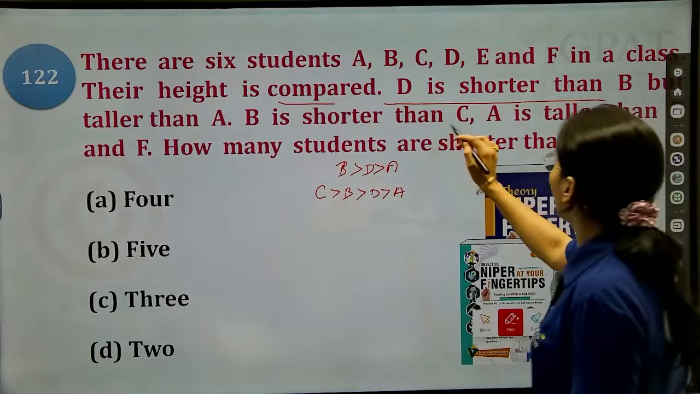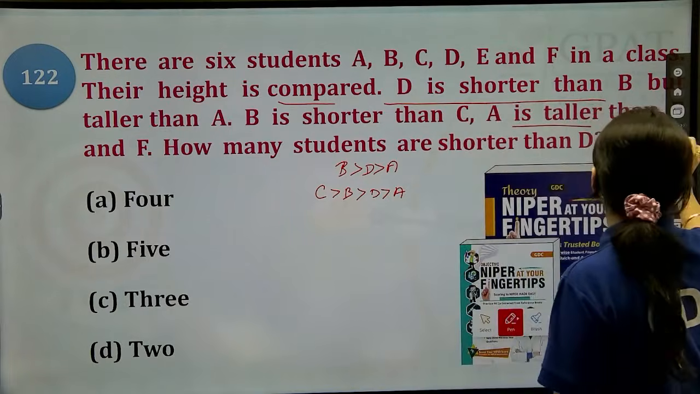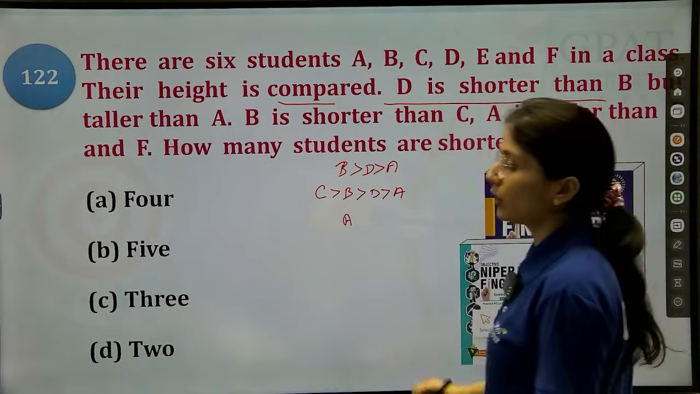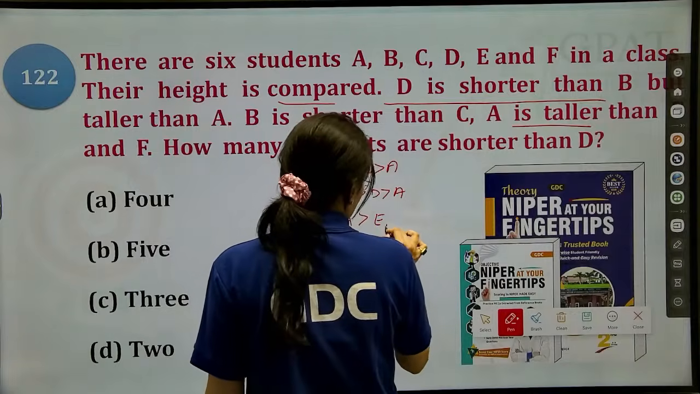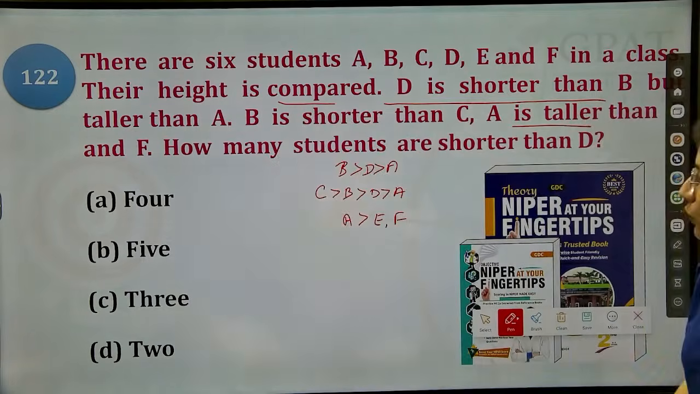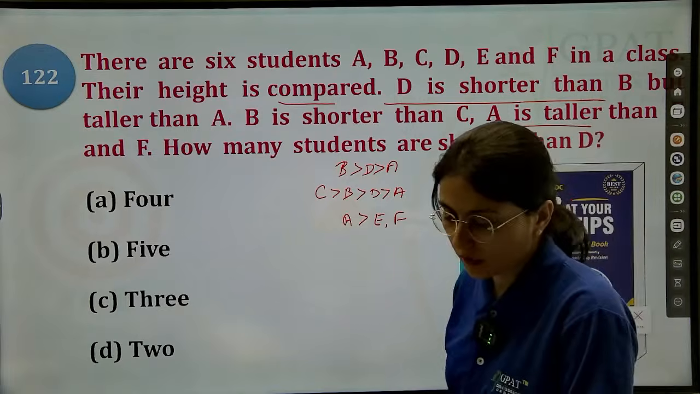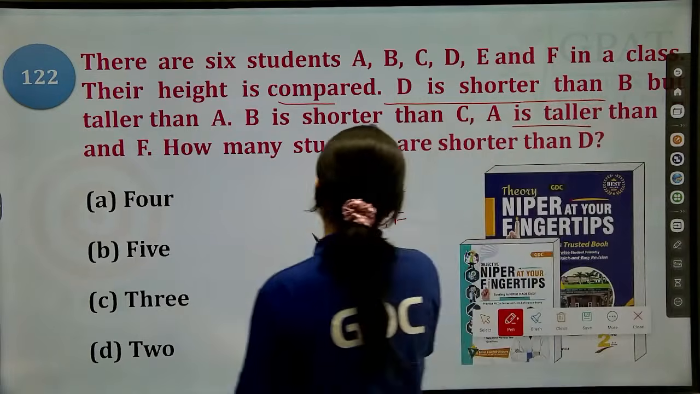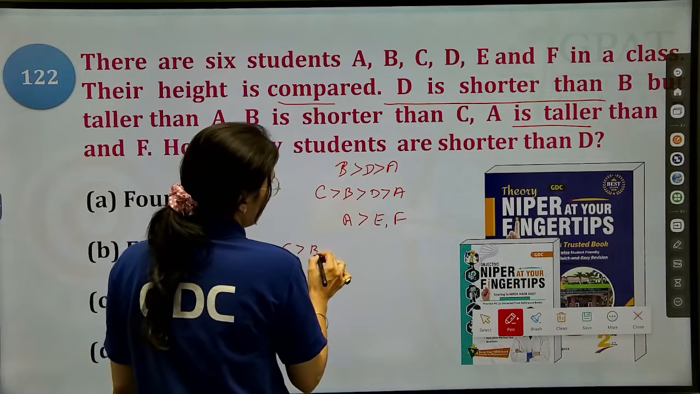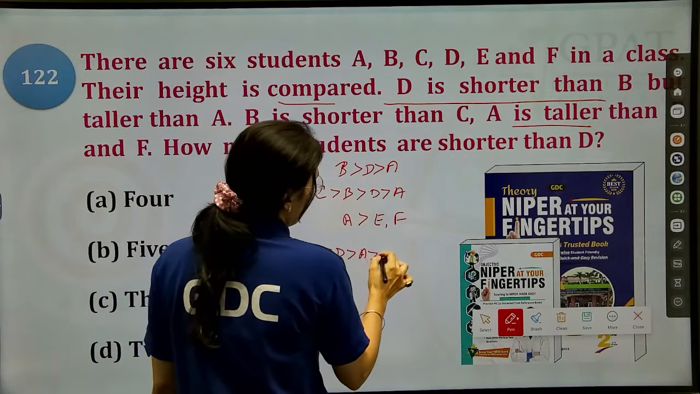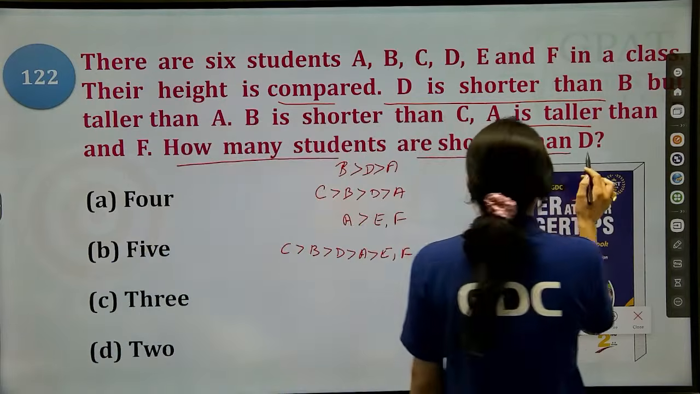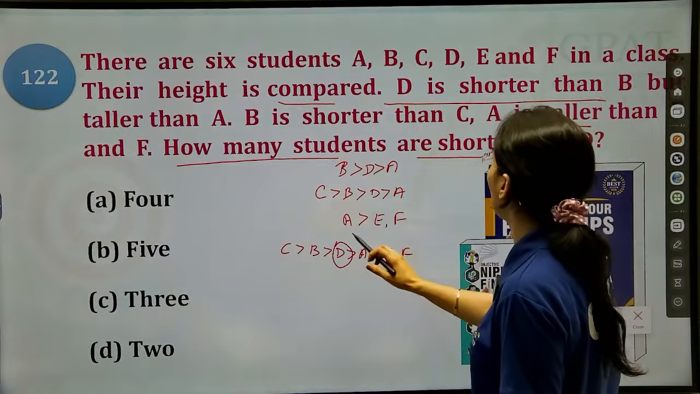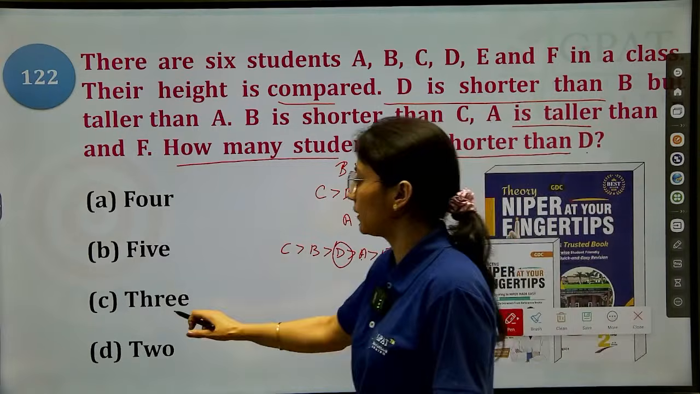Now A is taller than E and F. That means A's height is greater than these. So from this we will get an expression like this. Now if we arrange, we will get what? That is C, B, D, A, E, comma, F. So we have to find how many students are shorter than D. That is 1, 2, 3. So the answer is C, that is 3.